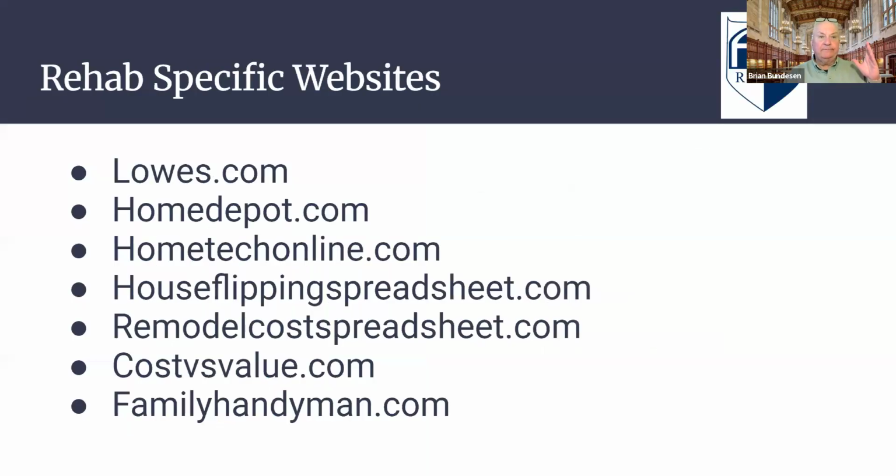All right. Rehab specific websites. Here we go: Lowe's, Home Depot, Home Tech Online, houseflippingspreadsheet.com, remodelcostspreadsheet.com, costversusvalue.com, familyhandyman.com. Or you can ask ChatGPT, what are the best websites for learning how to estimate rehab costs? I think I might have done that, and that's what this spit out. But there are just tons and tons of resources out there. But again, you've got to make your own pie with your own ingredients.